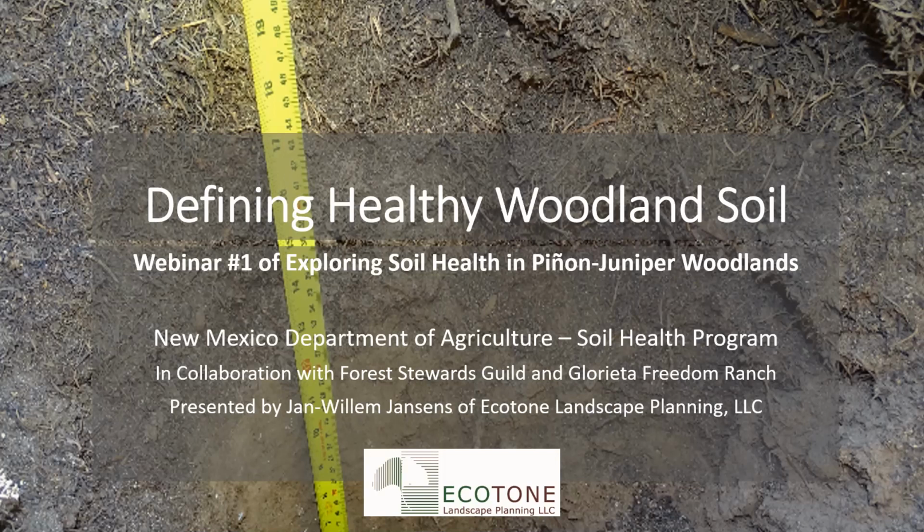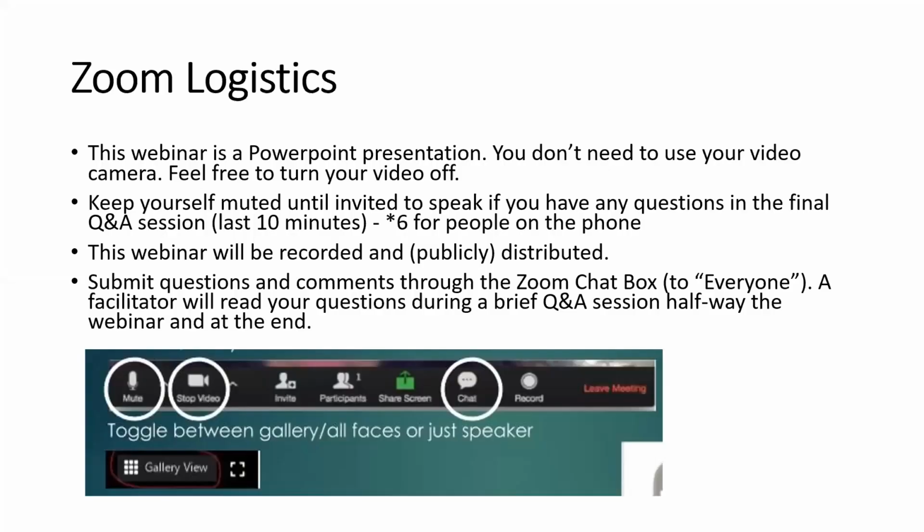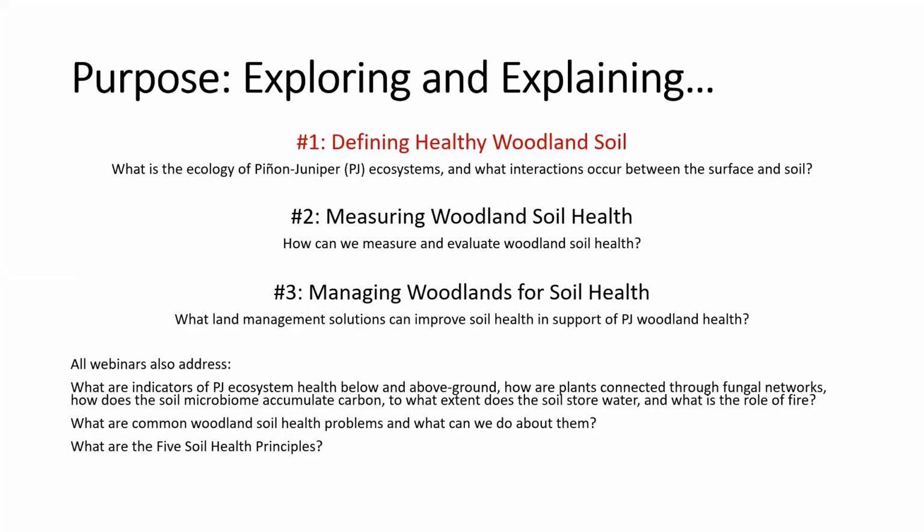In pinyon and juniper ecosystems, this means that soil health contributes to enhanced grass cover, tree health and vigor, and as a result, we may expect better wildlife and livestock forage, for instance, and pinyon nut crops, firewood supplies, and wildlife habitat. And we may also expect greater tree resilience during droughts and insect outbreaks. So those are some of the benefits of understanding the interactions between soil and the terrestrial ecology of these pinyon juniper woodlands.